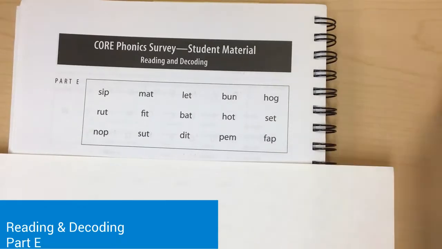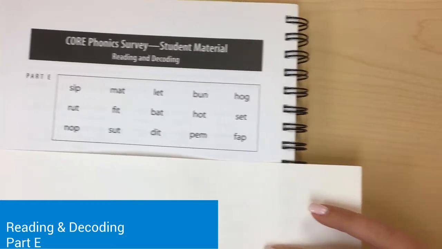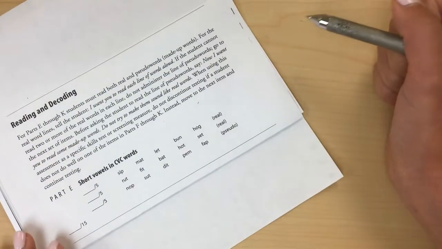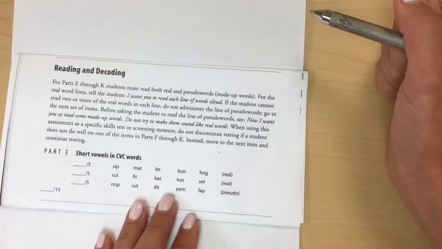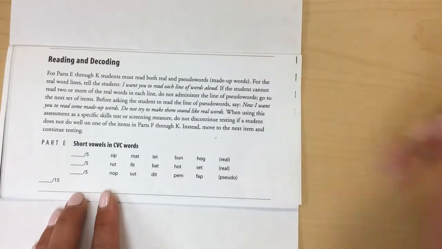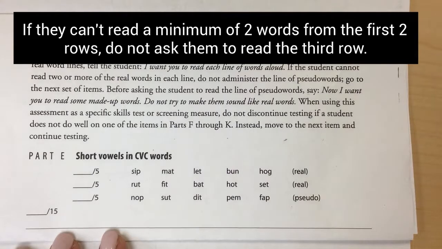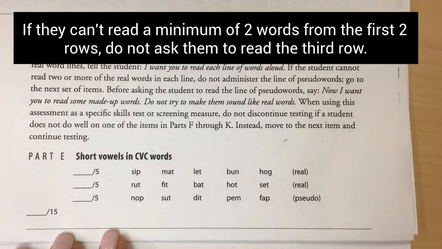This is Part E, first grade, the Core Phonics Survey. This is the student copy, and so I'm going to slide that over to Diane, and then here is my teacher copy for recording Part E. I'm going to ask Diane to read each line of the words aloud. If she cannot read 2 or more of the real words in each line, I will not administer the last line, which are not real words.